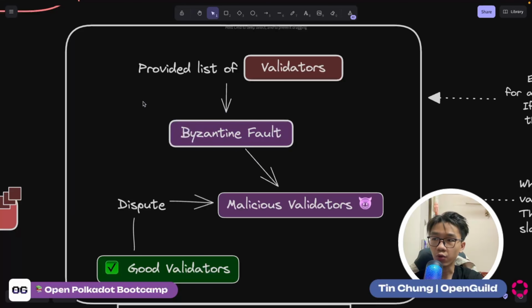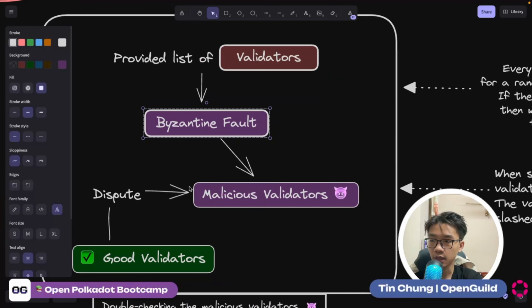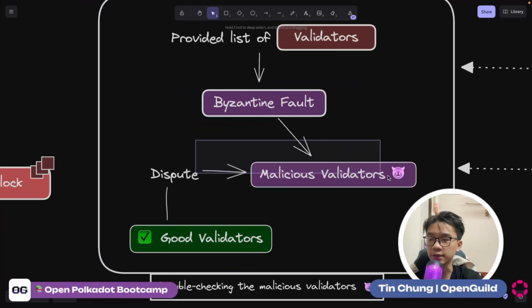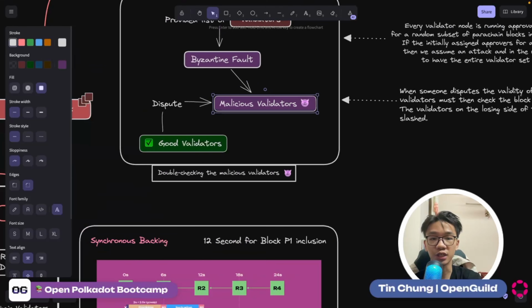This happens in the Parachain fault process, and if we find a malicious validator, good validators will dispute to kick this validator out. This is called slashing in nominated proof of stake, or basically in proof of stake itself.